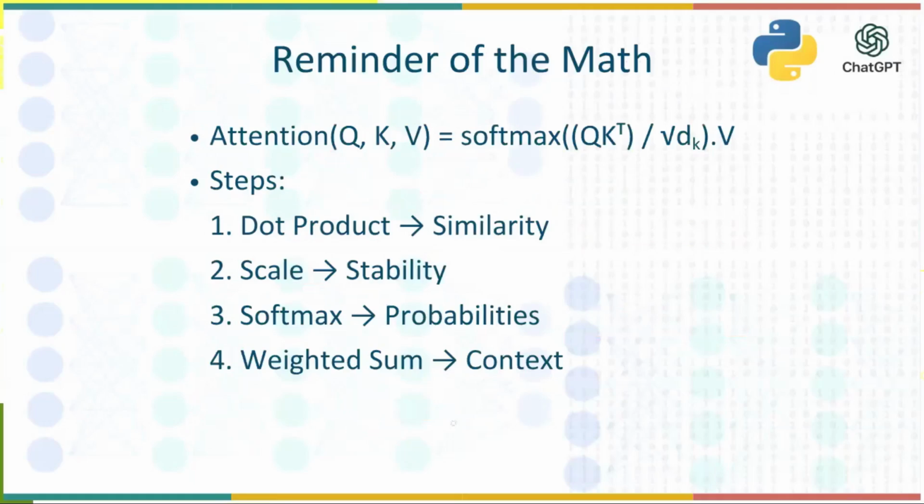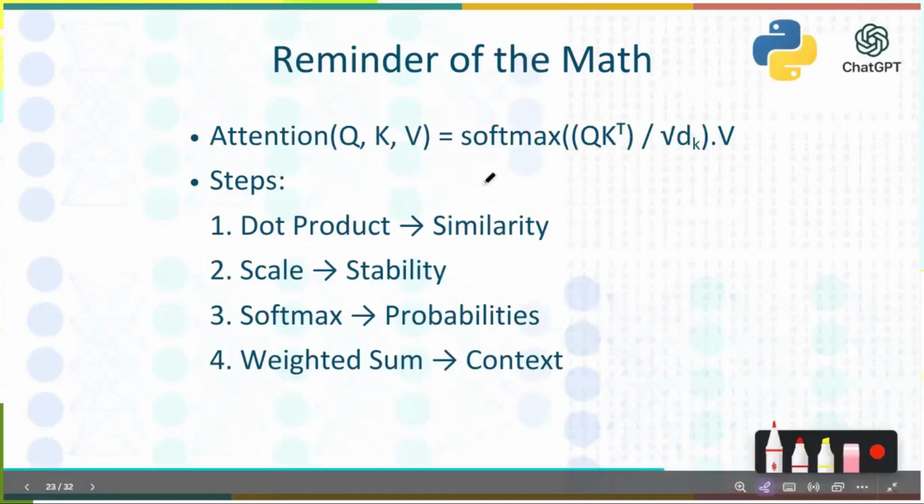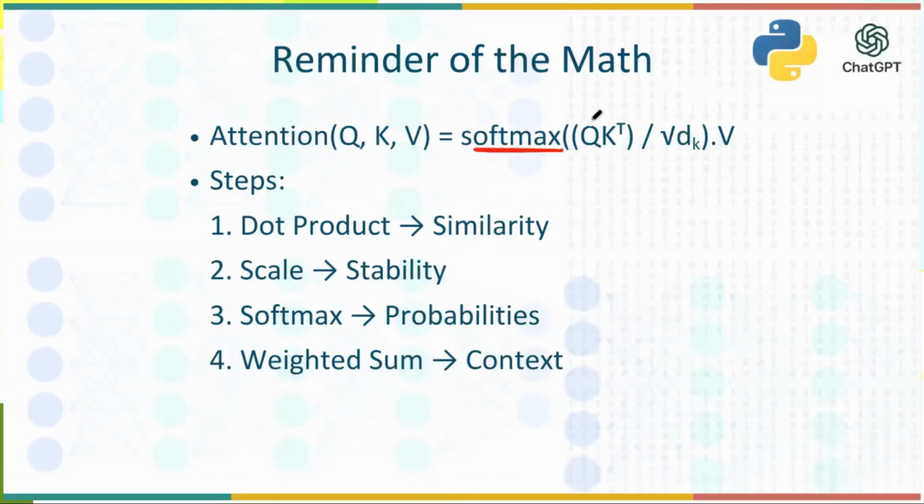Let's recall the formula. Attention equals softmax of Q times K transpose divided by the square root of d, all multiplied by V. Each step serves a purpose: similarity, stability, normalization, and context aggregation. Our code will mirror this flow exactly.